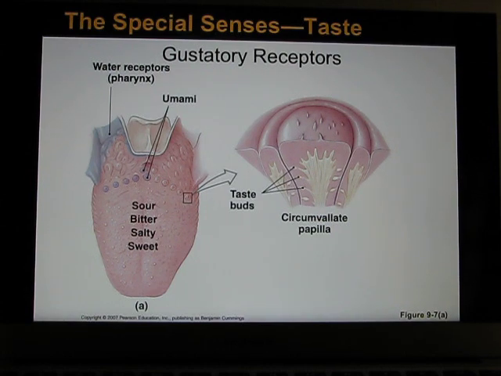Umami is a savory flavor from the amino acid glutamate. You can find it in broth, meat broth, and also in fresh seafood. If you like sashimi, that's because of umami.